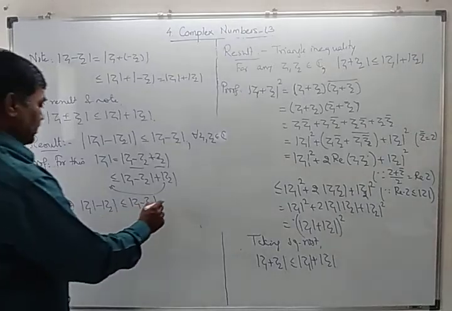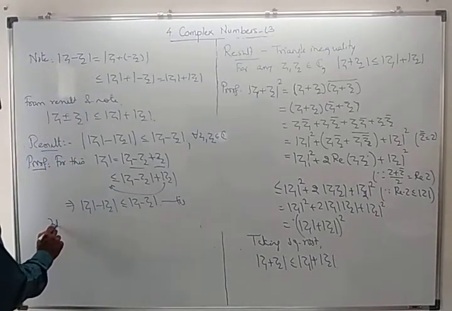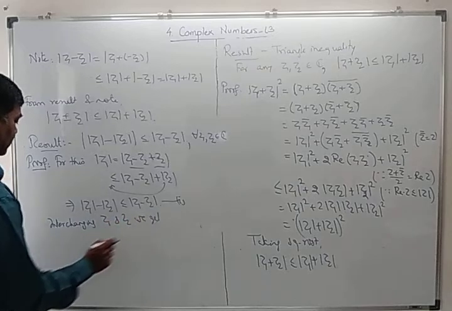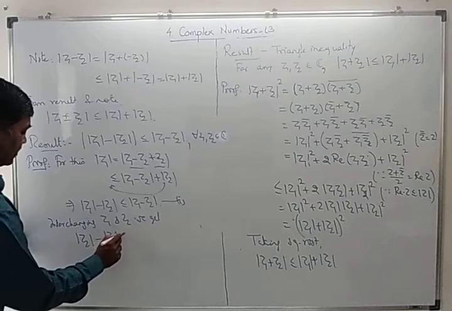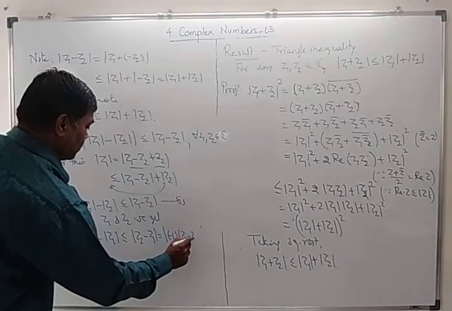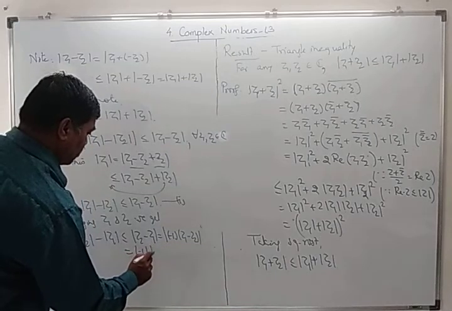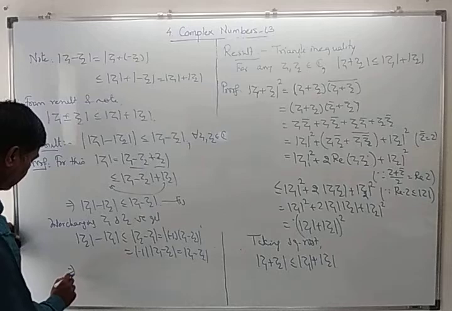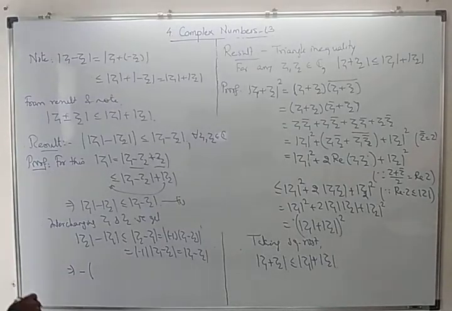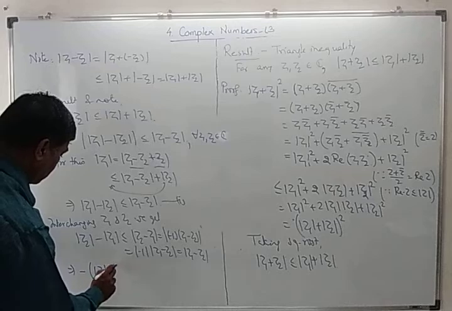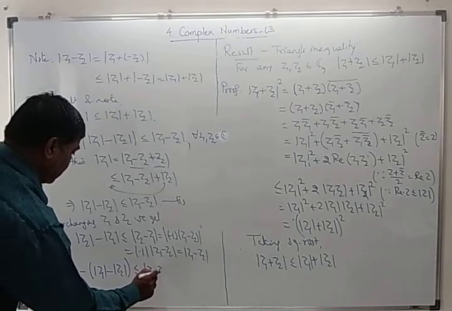Okay, so this is one. Interchanging Z1 and Z2, we get mod Z2 minus mod Z1 is less than or equal to mod of Z2 minus Z1, which is the same as mod of minus 1 times (Z1 minus Z2), which is equal to mod of minus 1 into mod of Z1 minus Z2, which is nothing but mod of Z1 minus Z2, which implies minus of (mod Z1 minus mod Z2) is less than or equal to mod Z1 minus Z2.